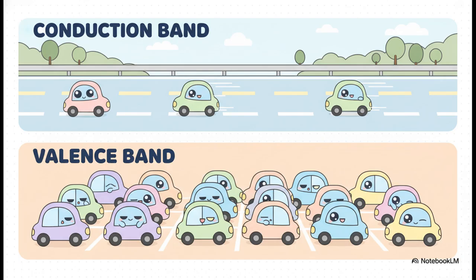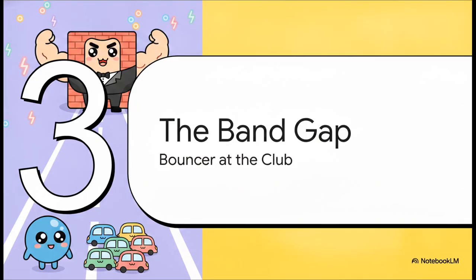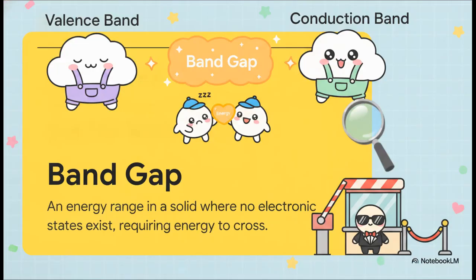So the big question is, how does an electron get out of that jammed parking lot and onto the open highway? That brings us to Section 3, the almighty band gap, the bouncer at the club. So between that valence band parking lot and the conduction band highway, there is often a forbidden zone. We call this the band gap. It's an energy range where absolutely no electronic states can exist, dictated purely by quantum mechanics. It acts exactly like a toll booth or a really strict bouncer at a club. To get an electron across this gap, you have to pay a very specific minimum amount of energy, usually in the form of heat or light. If you don't have enough energy, nope, the electron stays stuck in the valence band and absolutely no current flows.